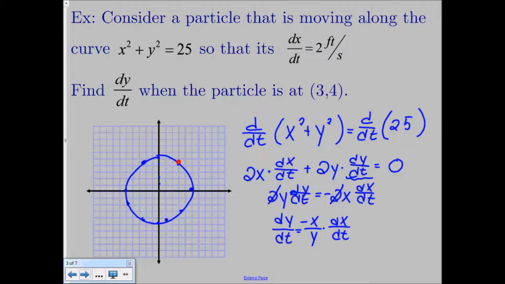And now all we have to do is plug in for what we know. So we know that x here is equal to positive 3, so negative x is going to give us negative 3. Our y was 4, and we knew that our dx/dt was 2 feet per second, so 2 over 1 feet per second. So now all we're going to do is simplify this. If we multiply straight across for fractions, we're going to get negative 6 over 4, which is going to be reduced to negative 3 over 2 feet per second.